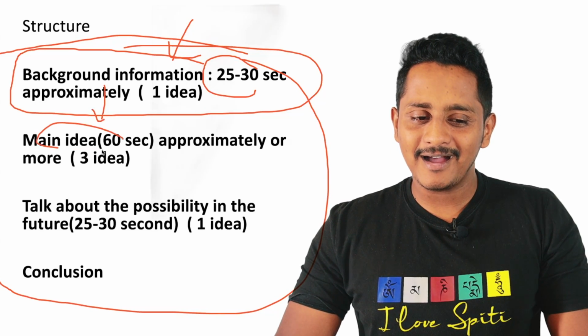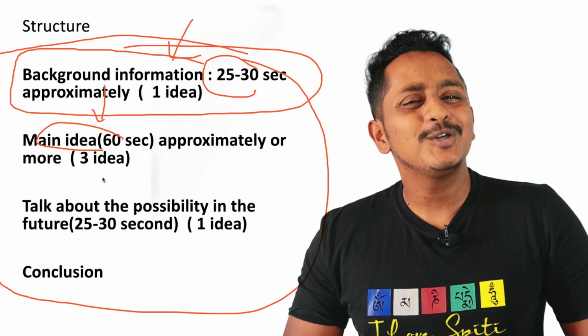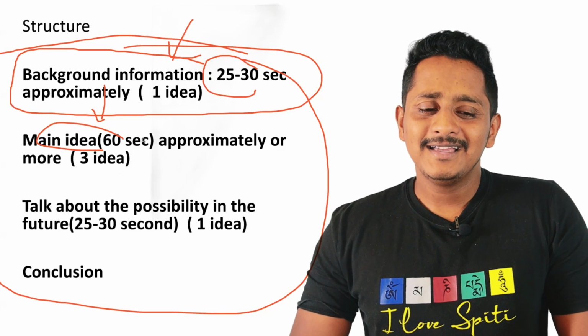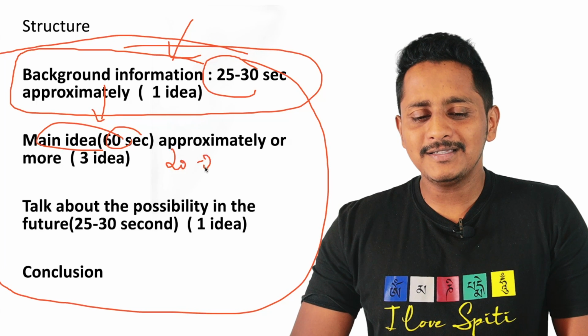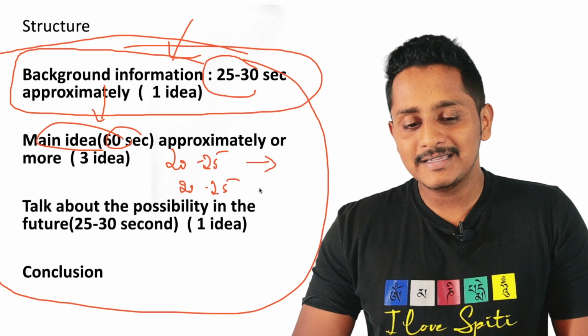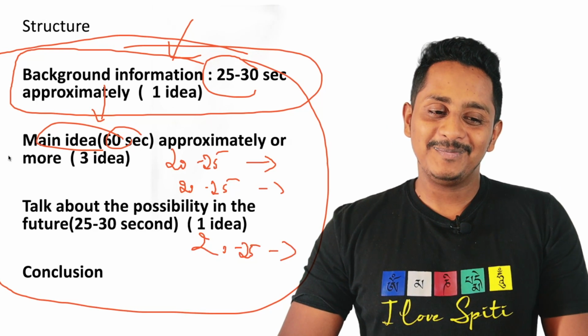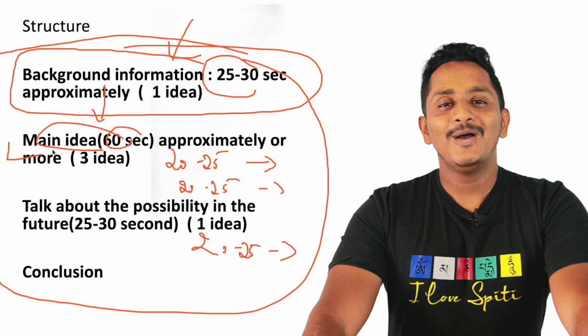And then the main idea. They would have given some 3-4 bullet points, remember, for a cue card. Use them to generate ideas. 60 seconds: 20 to 25 seconds for the first bullet point, 20 to 25 seconds for the second bullet point, 20 to 25 seconds for the third bullet point. So, main idea is done. Hope you are getting it.